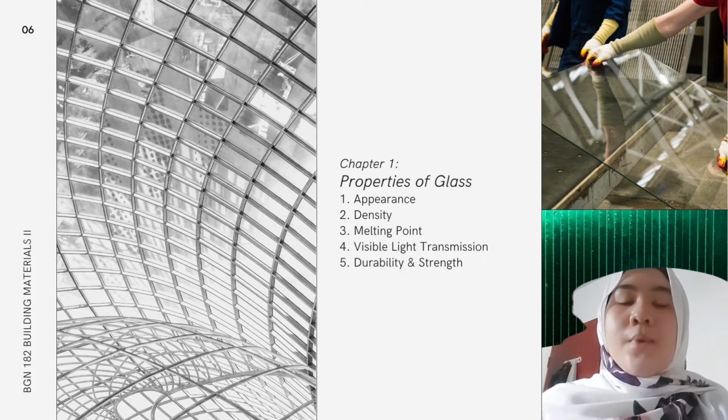Melting point: the melting point must be 1500 degrees Celsius. If we compare it with other materials, for example aluminium, it will be 660 degrees Celsius, and compared to steel, it will be 1900 degrees Celsius.